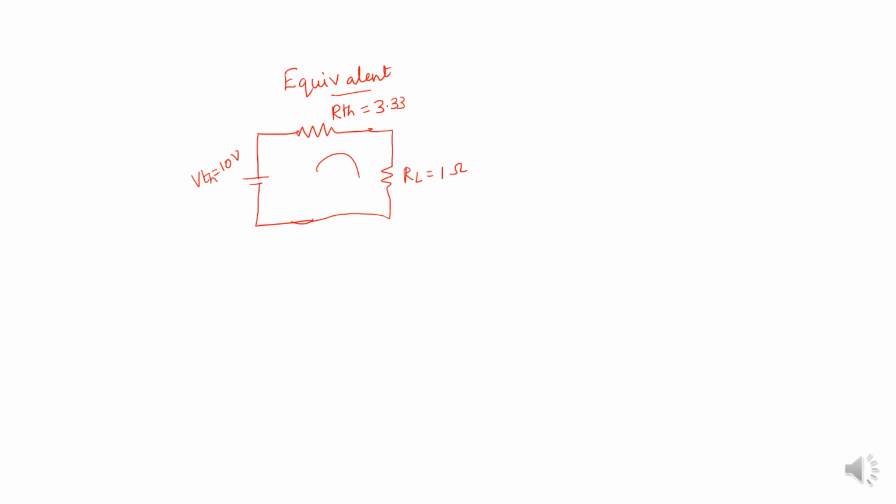Now I am going to find out the current flowing through RL. So I through the 1 ohm is equal to the total voltage divided by 3.33 plus 1. So the answer is 10 divided by 4.33. The answer is 2.31 ampere. So this is the answer.